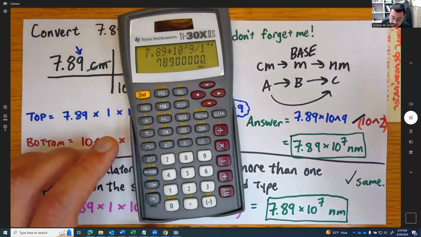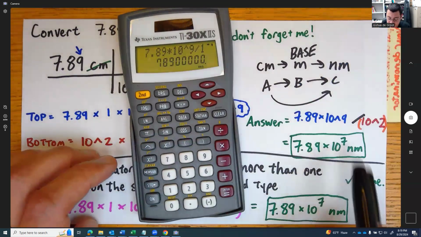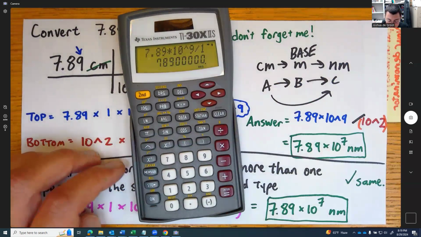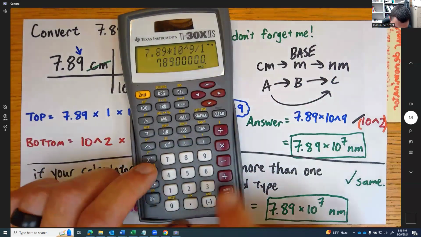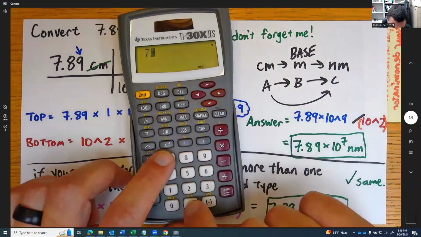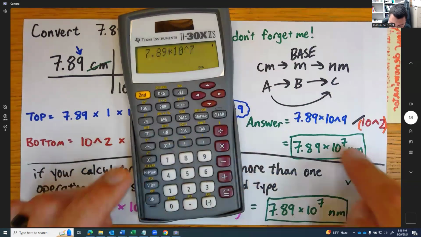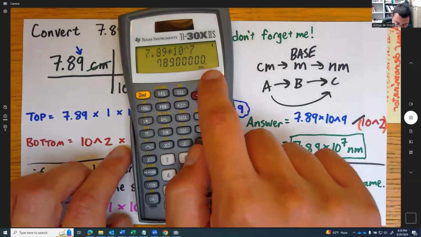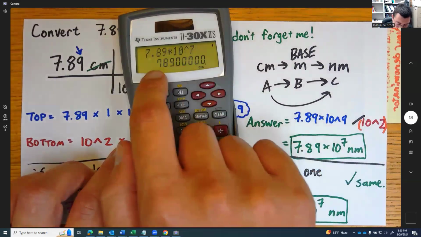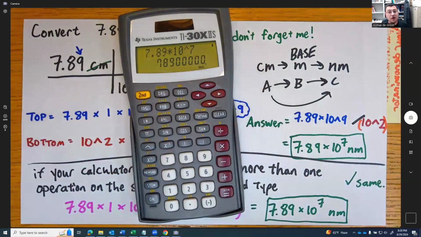Okay. Yep. That was 7. So 7.89 times 10 to the 7th power. If you're not sure, okay, we had like 5 zeros there. And we can just type what we think is the answer. And then sure enough, we have the 5 zeros, okay, and the 789 there. So we got it.